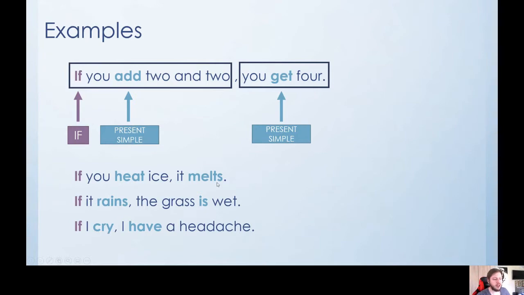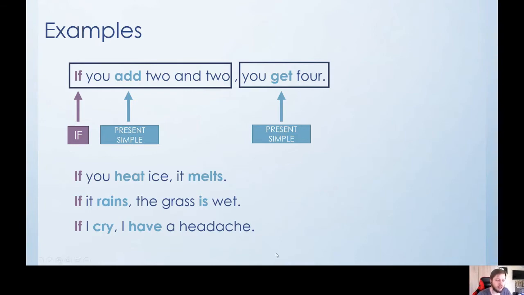Let's look at some other examples. If you heat ice, it melts. Ak zohrejete ľad, roztopí sa. Again, a very basic fact. If it rains, the grass is wet. Again, something that is always true, that is a fact. Ak prší, tak tráva, áno, je mokrá. If I cry, I have a headache. That is something that always happens to me.